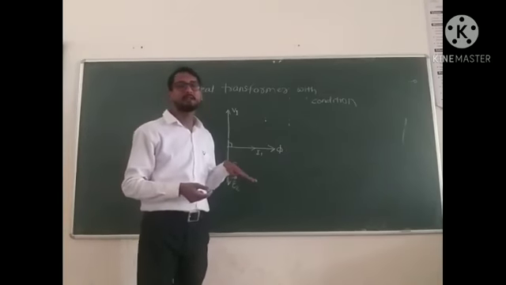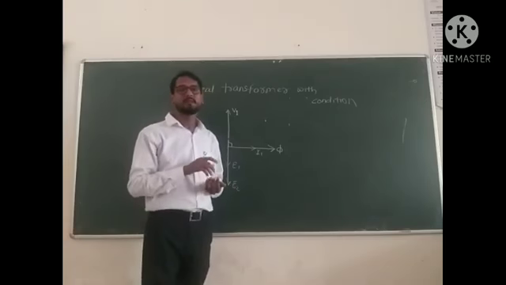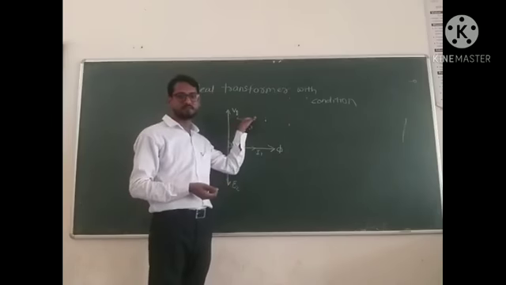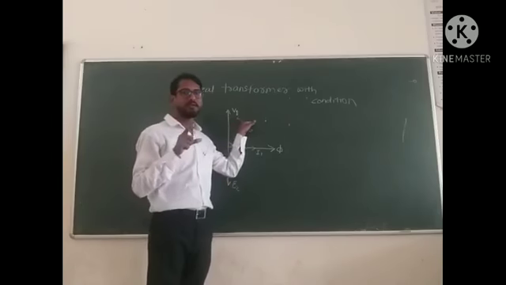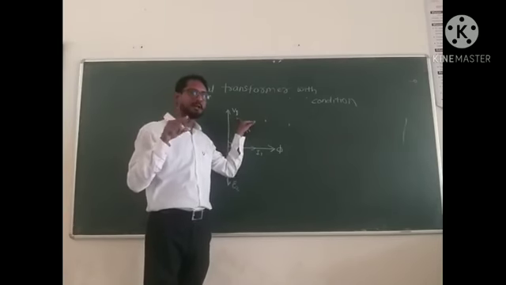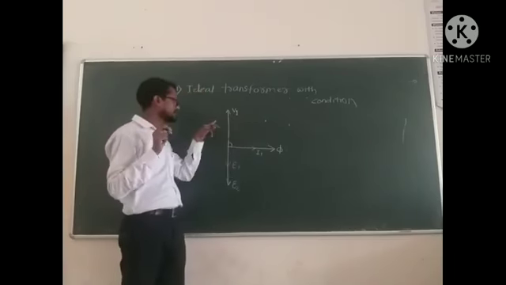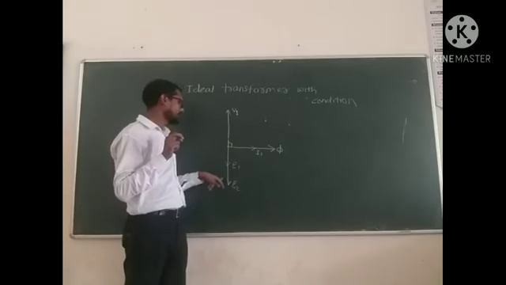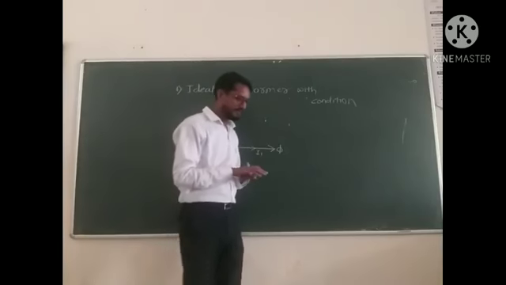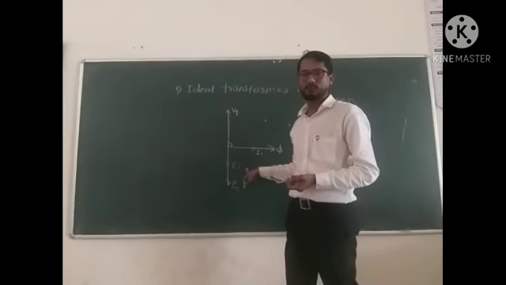E1 is the RMS value of the primary induced EMF, and E2 is the RMS value of the secondary induced EMF. Both are produced due to V1, and because of Lenz's law, both oppose the cause behind their production, and the cause is V1. So E2 and E1 are opposed to V1. Okay, this is our phasor diagram.